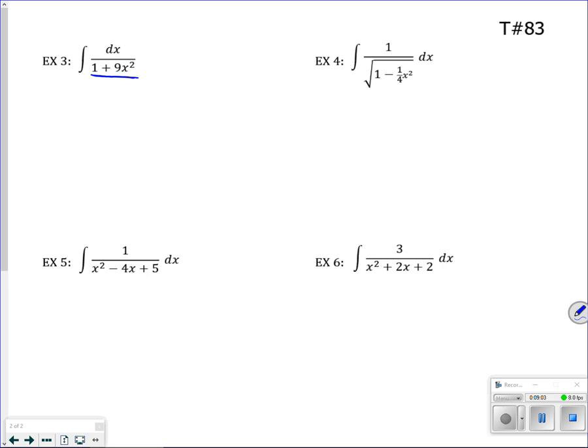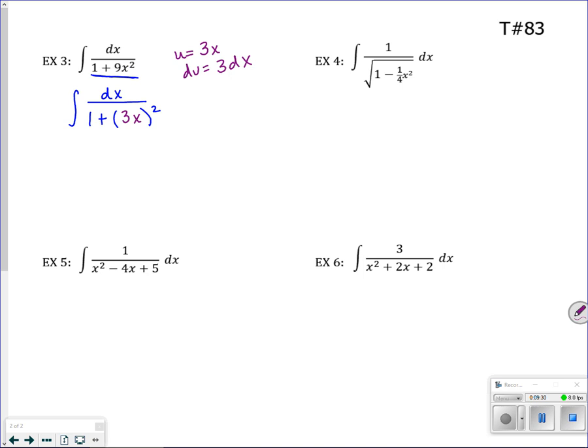So I might consider, is it an arctrig? Well, could I write it of the form 1 plus something squared? And oh, of course I can. I have 3x. So my u is 3x. My du is going to be 3 dx. So you're like, oh, sweet.